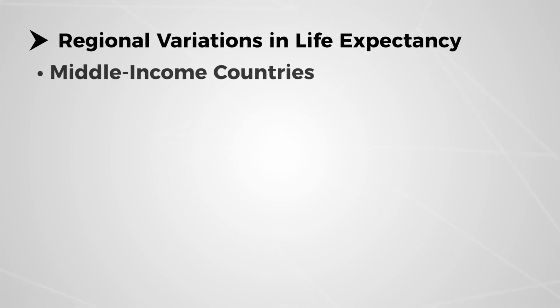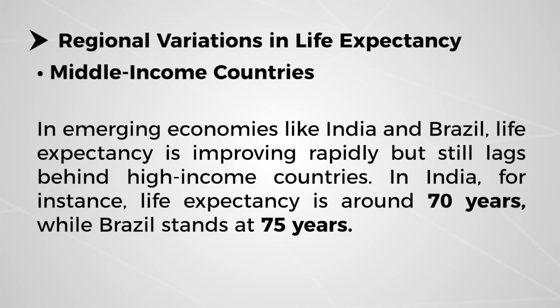Middle income countries, like emerging economies such as India and Brazil: life expectancy is improving rapidly, but we still have a lot to do to reach the developed level. It still lags behind high income countries. In India, for instance, life expectancy is around 70 years, while Brazil stands at about 75 years.